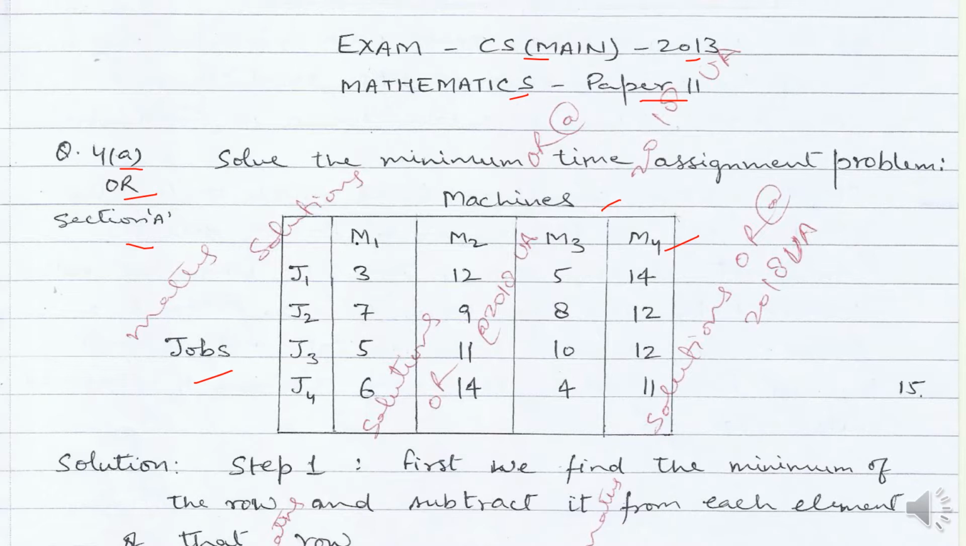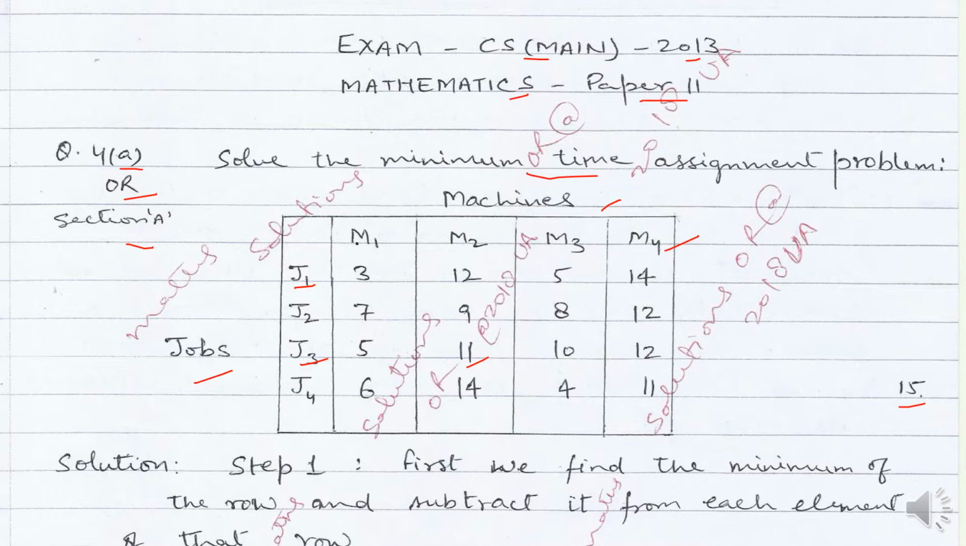So say machine M1 takes 3 units, maybe hours or days or minutes, whatever the unit is, for completing job J1. Similarly M2 takes 11 units of time to complete job J3. This question is of 15 marks and we have to find out the minimum time for this complete assignment.